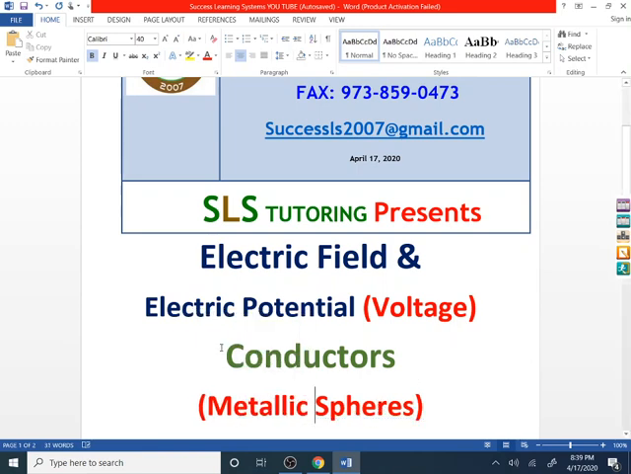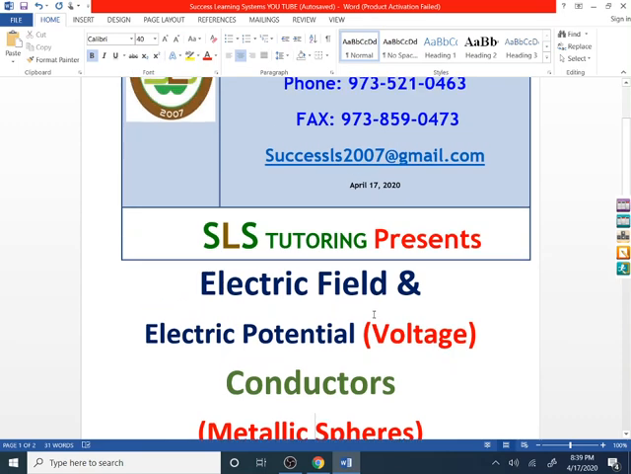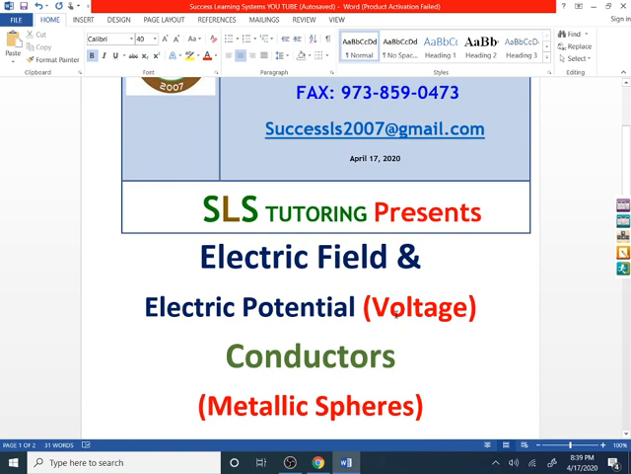Now, the conductors are metallic spheres. Our objective today is to find the electric field and electric potential, which is the voltage, for conductors. And at the end, I'm going to explain the difference between the electric field and the electric potential for conductors and insulators. Insulators I explained before.